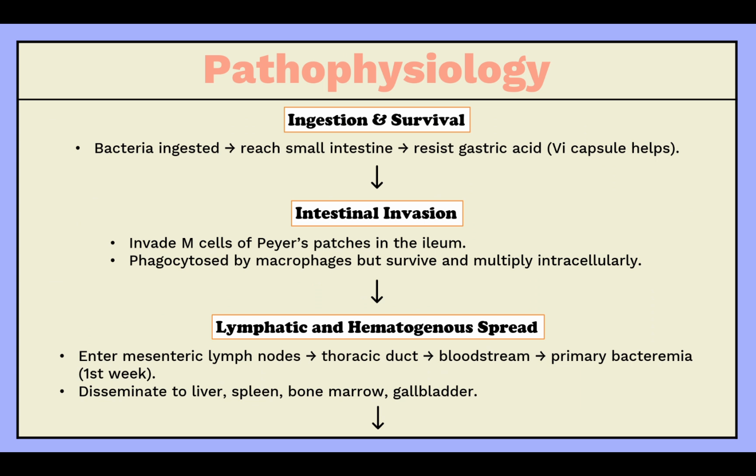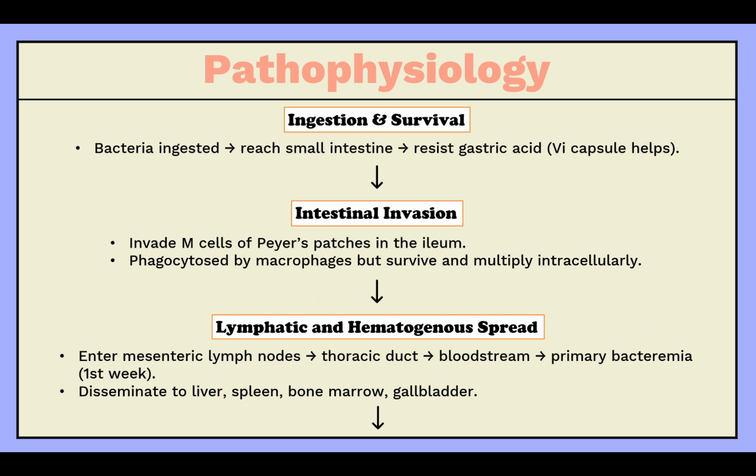Next is intestinal invasion. Upon reaching the ileum, S. typhi specifically targets and invades the M cells of Peyer's patches. Following this invasion, the bacteria are phagocytosed by macrophages, but remarkably they survive and multiply within these immune cells, using them as a shield and a means of transport.